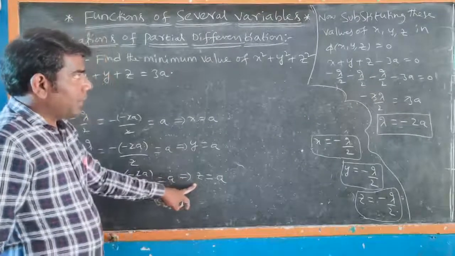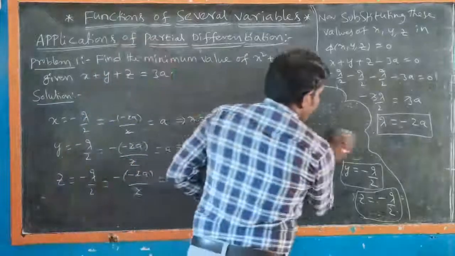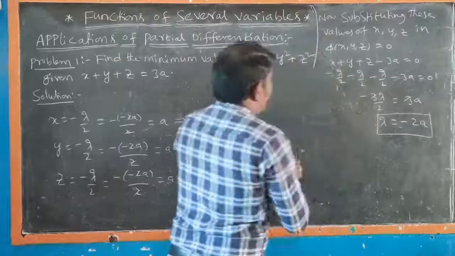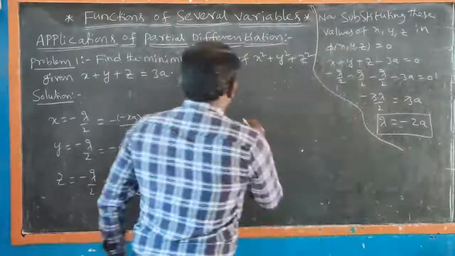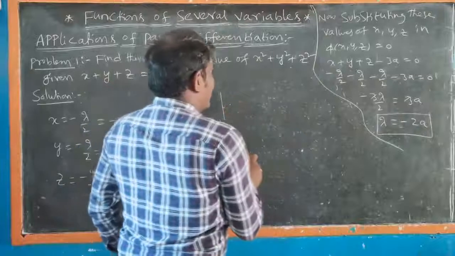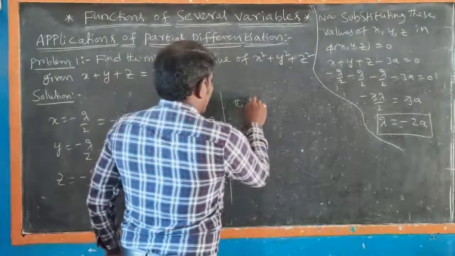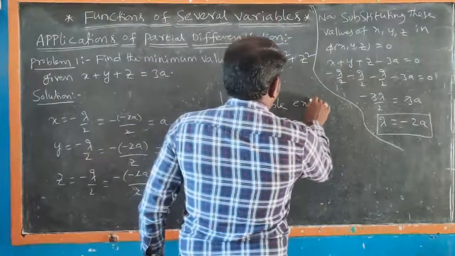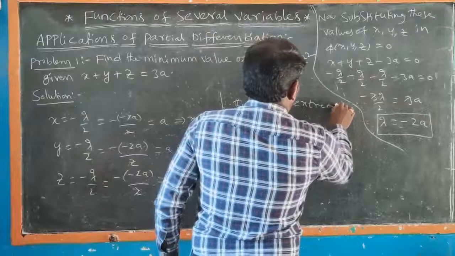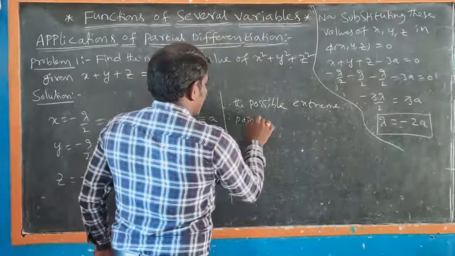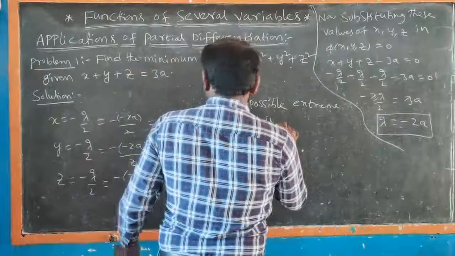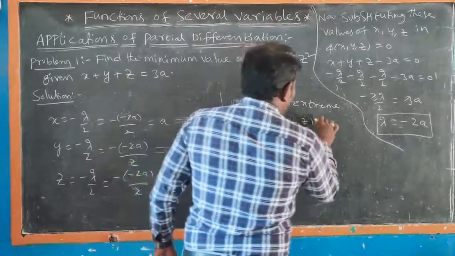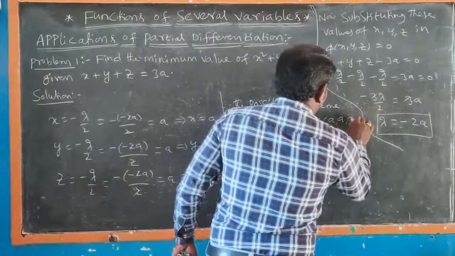Okay. Therefore, the possible extreme point is x, y, z equal to a, a, a.